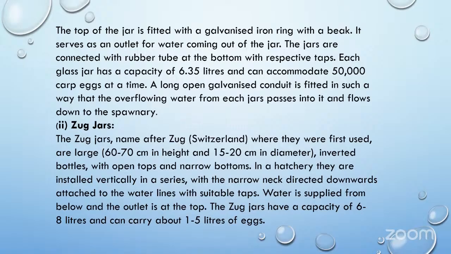In a hatchery, they are installed vertically in a series with the narrow neck directed downwards, attached to the water lines with suitable taps. Water is supplied from below and the outlet is at the top. The jug jars have a capacity of 6 to 8 liters and can carry about 1 to 5 liters of eggs.